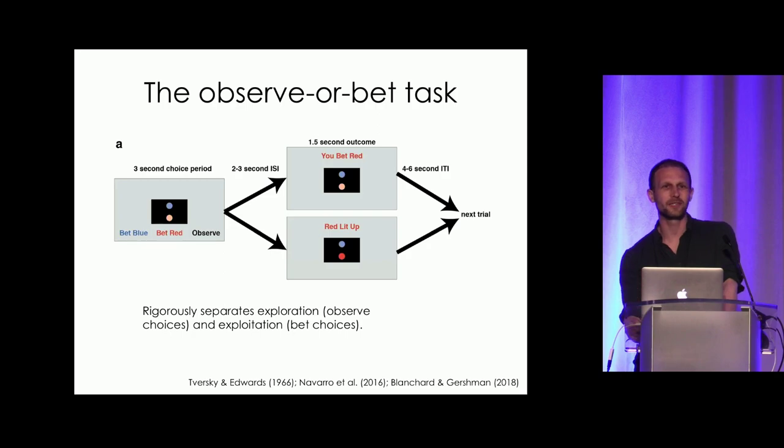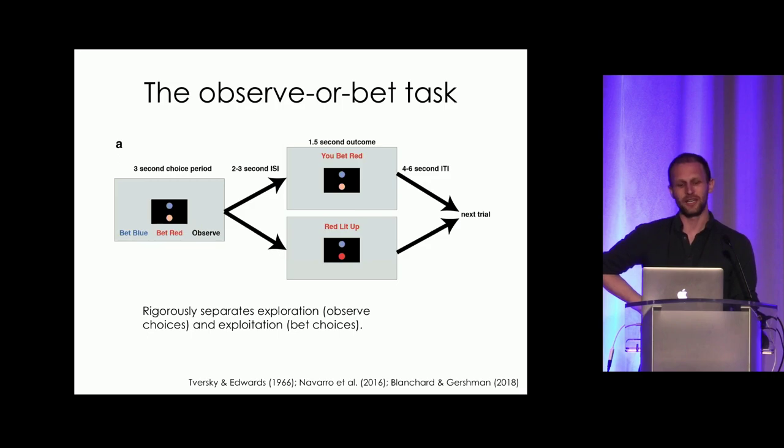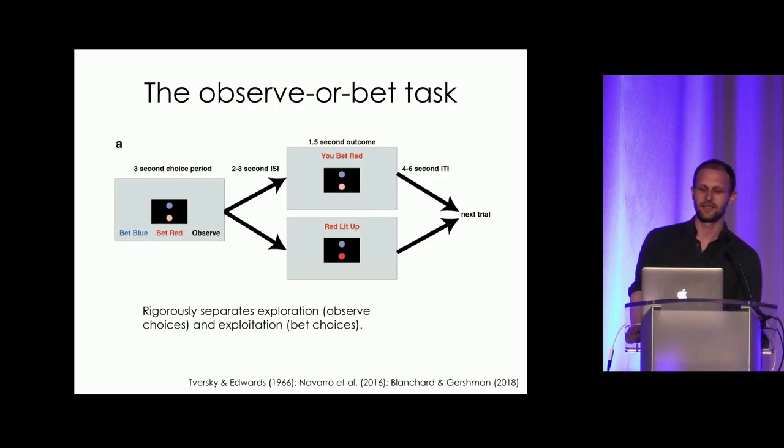A very clever experimental design was developed many years ago by Amos Tversky and Ward Edwards in the 1960s, called the observe-or-bet task. This task was basically forgotten for half a century and then resurrected in the last few years by Daniel Navarro, and my lab has started studying it as well. So here's how it works. I'm just going to give you the implementation that we did. You have two different lights, a red and a blue light. And on each trial, you can either observe or bet.